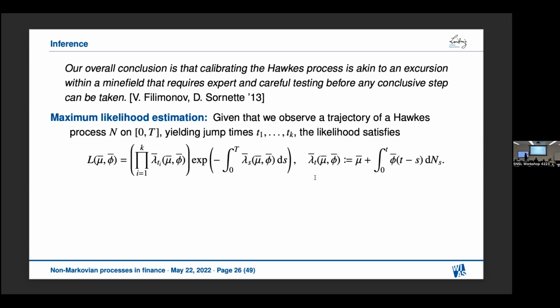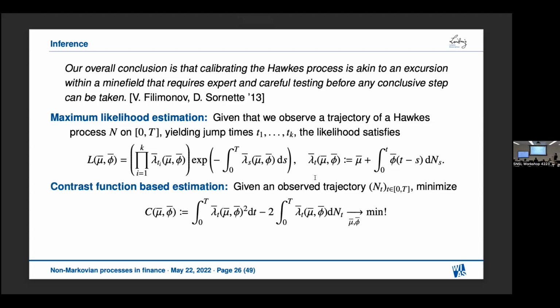The idea is we observe a trajectory of a Hawkes process which has the jump times t1 up to tk on our interval. Then the likelihood is the product of the intensity multiplied by the exponential function of minus the integral over the intensities. And the intensity as a function of mu and phi follows this form. But again, this is the parametric ansatz for the intensity as a function of the parameters.